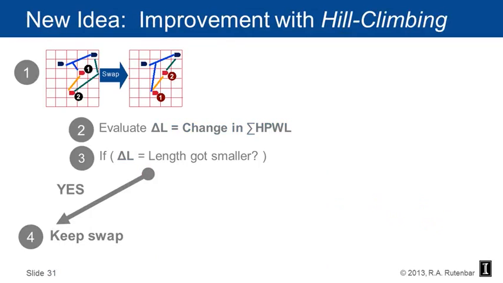So, the big idea is something I'm going to call improvement with hill climbing, and we're going to explain that. I've got grayed out here the previous parts of the algorithm that I said are good and worth keeping. 1, do the swap. 2, evaluate delta L, the wire length change. 3, if delta L got smaller. 4, yes, keep it. And what I'm going to do now is add some new sophistication.